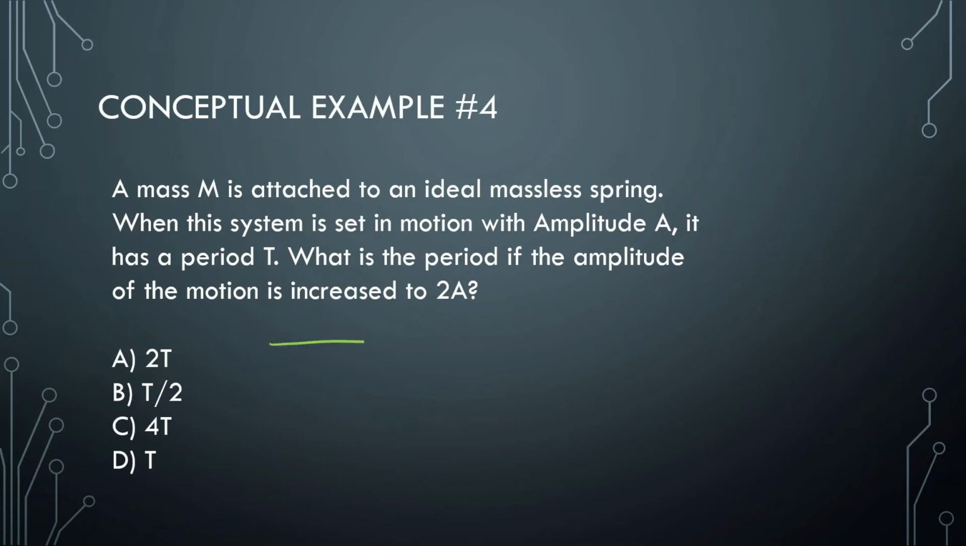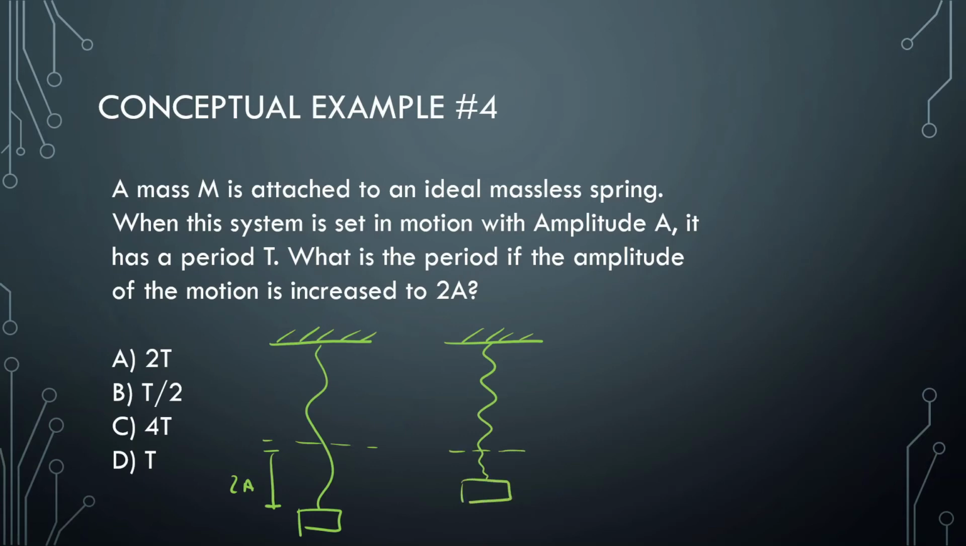So how we want to look at problems like this, maybe you want to draw a picture of this. But what we have here, let's say this is the equilibrium position, and this is 2A. And then we have another equilibrium position. Let's say it's not stretched as much. Let's say that this is A, it's oscillating back and forth like this. And we're trying to find the period.